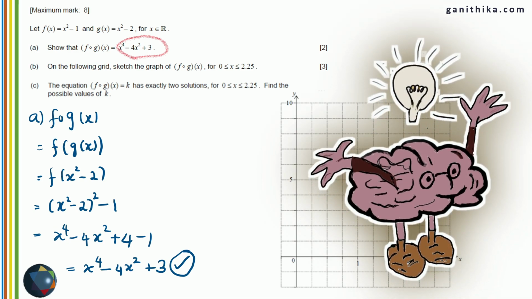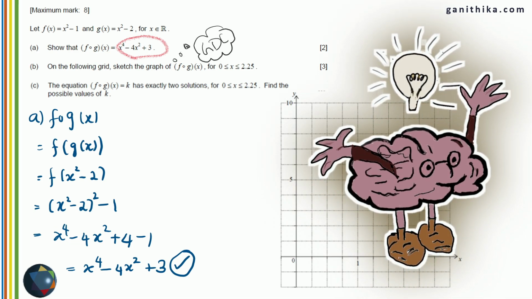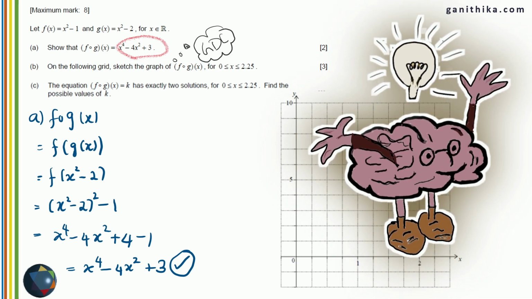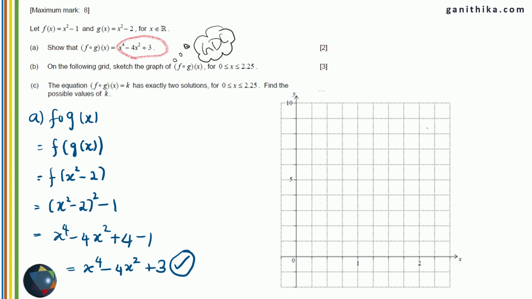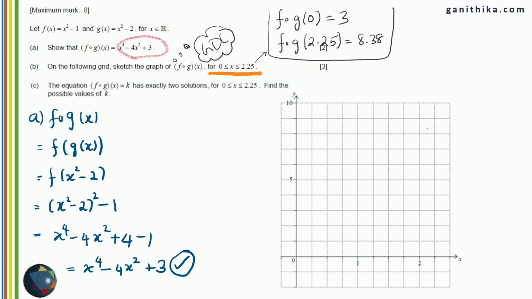And the question is to sketch the graph of f of g of x between the values 0 and 2.25. Be careful when the domain is given. The graph should be given only in this domain. It should not go beyond this domain. So you have to give the graph within this domain only. For that, you need to find the extremes here. So f of g of 0 is 3. f of g of 2.25 is 8.38. So these two endpoints should be given on the graph.